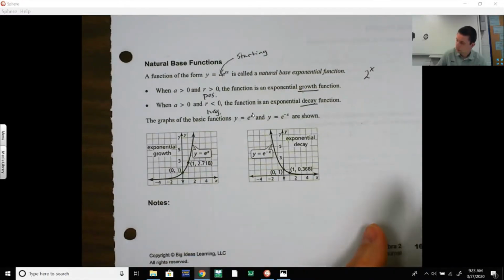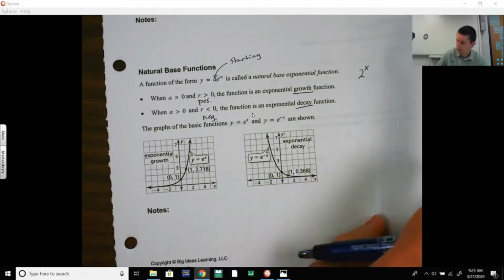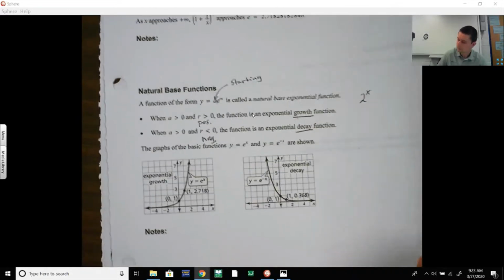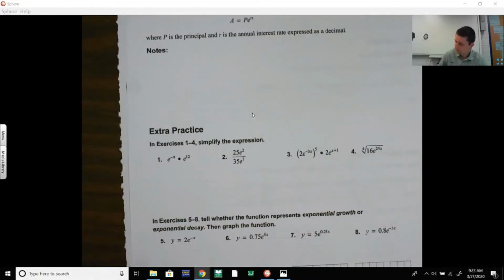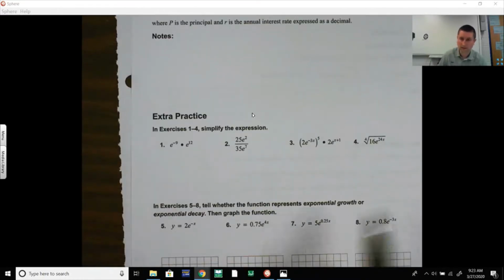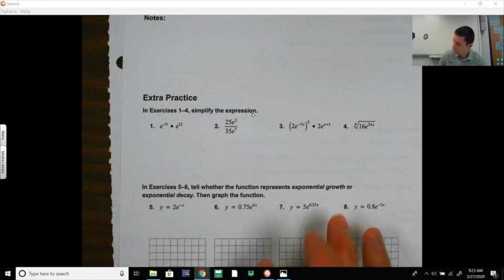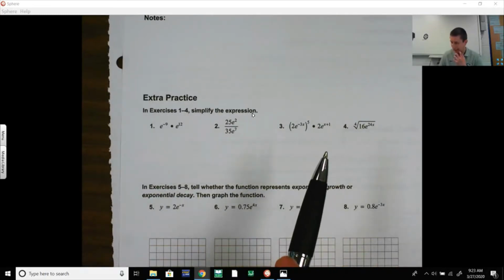And there's 2 parts to your assignment. The second part is mostly graphing, which you can use Desmos to help you with. The first part is just reviewing your properties of exponents, really is what it is. So we'll go through a few of them here, and then you're going to have some on there to do as well.